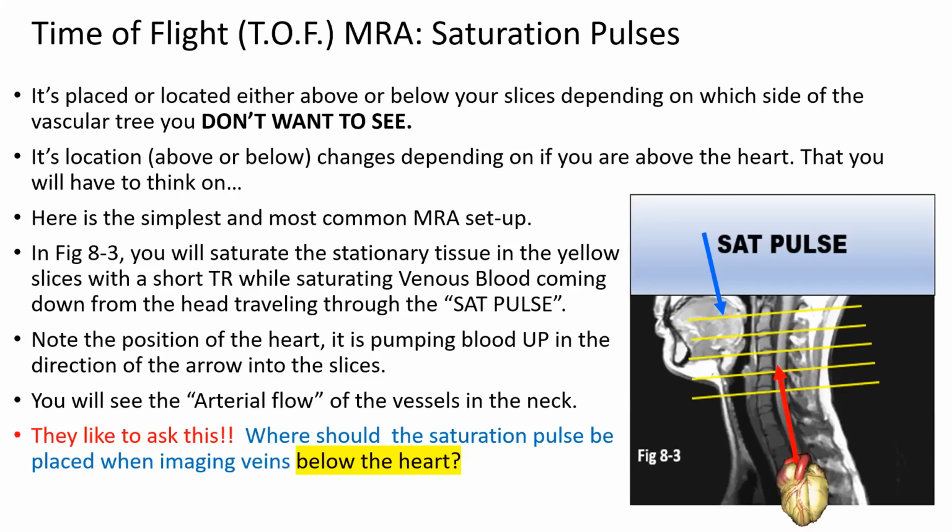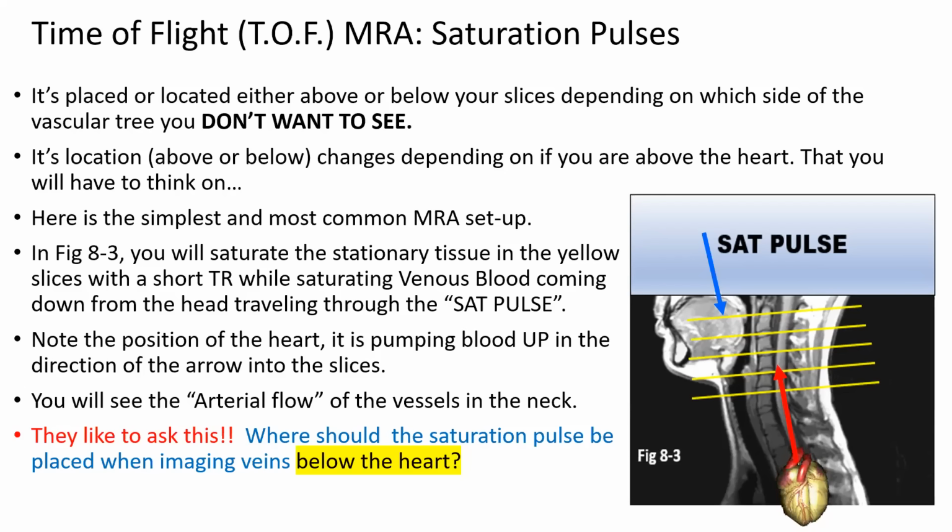But they like to ask, where should you put the SAT pulse for doing whatever venous or arterial flow? They like to ask this: where should the SAT pulse be placed when imaging veins below the heart? Uh-oh, hold on, wait a minute, veins below the heart. All right, nice and easy. Just think in the popliteal, think the knee. Venous blood is coming up the leg towards the heart, but you want to see the arteries in the knee. Where do you put the SAT pulse?